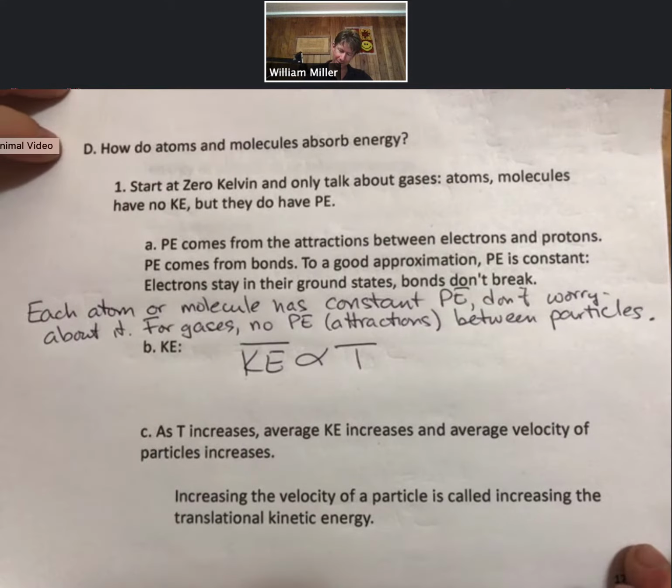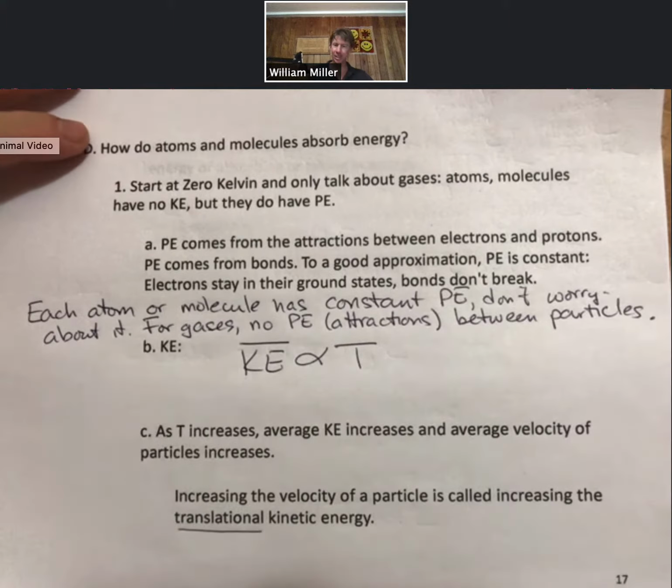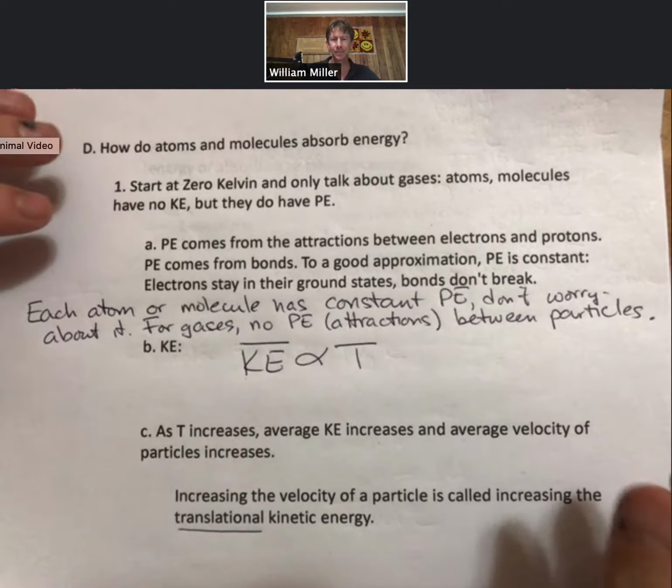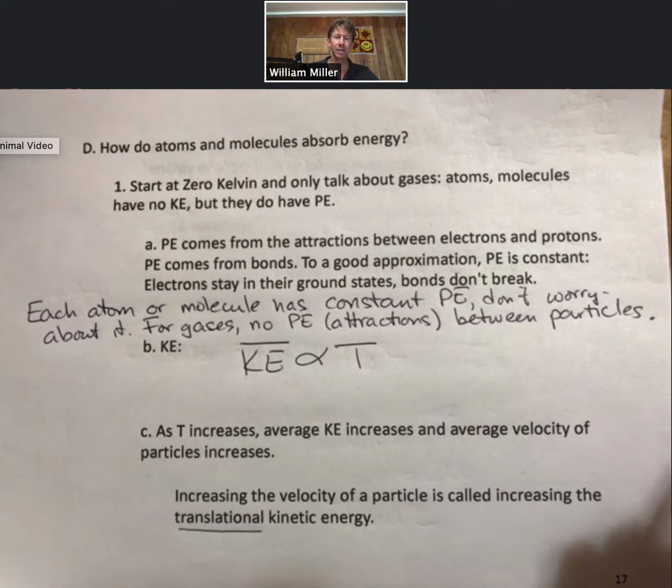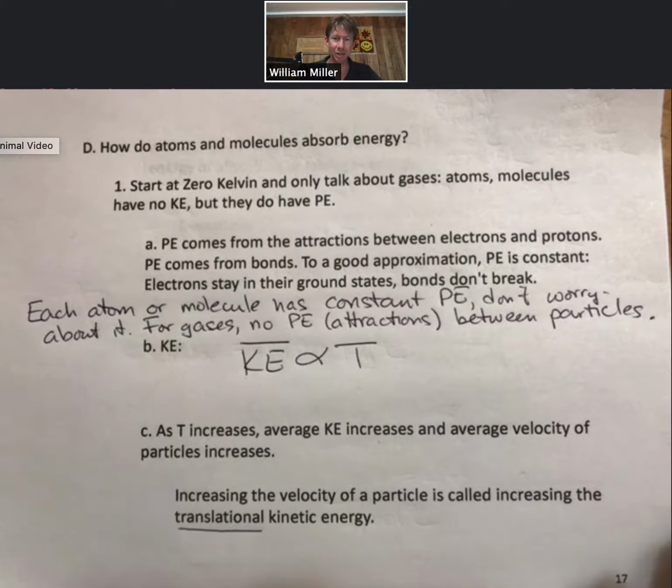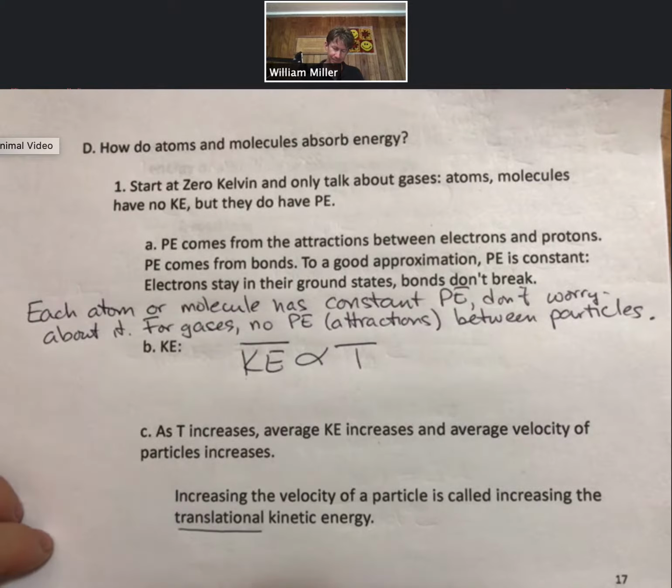Here's something that's a little new. Increasing the velocity of a particle is called increasing the translational kinetic energy, and so we're just going to use that term, translational kinetic energy, and we're going to talk about different types of kinetic energy now.